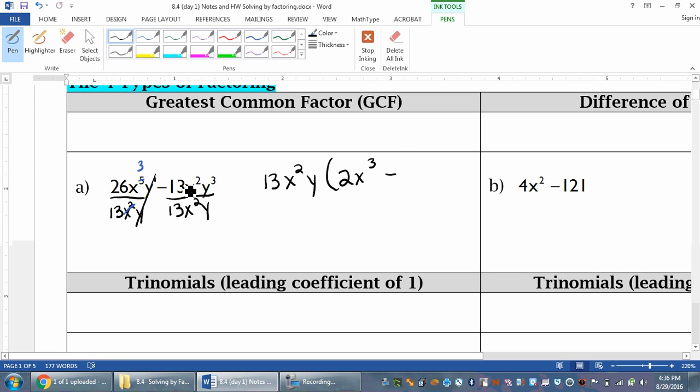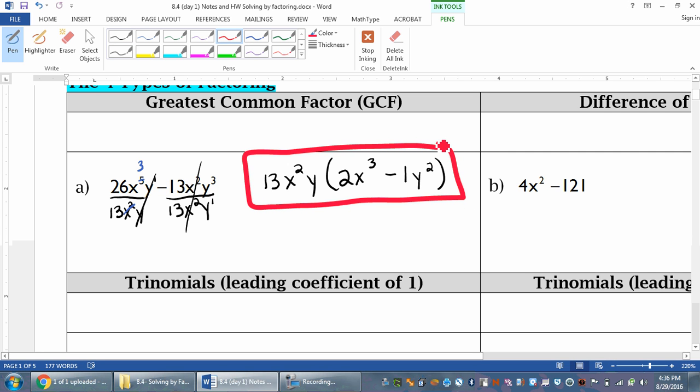Minus 13 divided by 13 is 1. Look, I have x squared divided by x squared, that's a tie, so there's no more x's. And I have y cubed and y to the first. The numerator wins by 2, so y squared. Generally, you don't need that 1 there, but just so you know that it's the negative 1, we'll leave it there. Alright, let's go down.